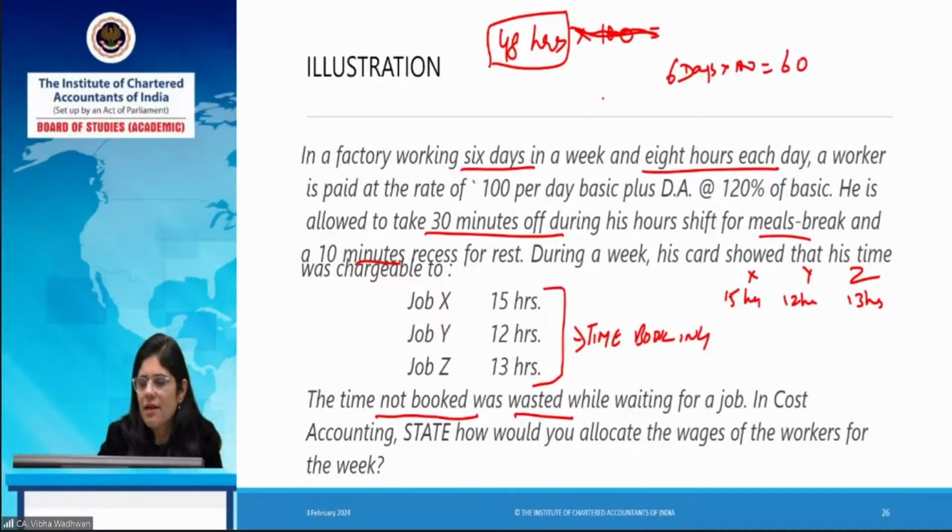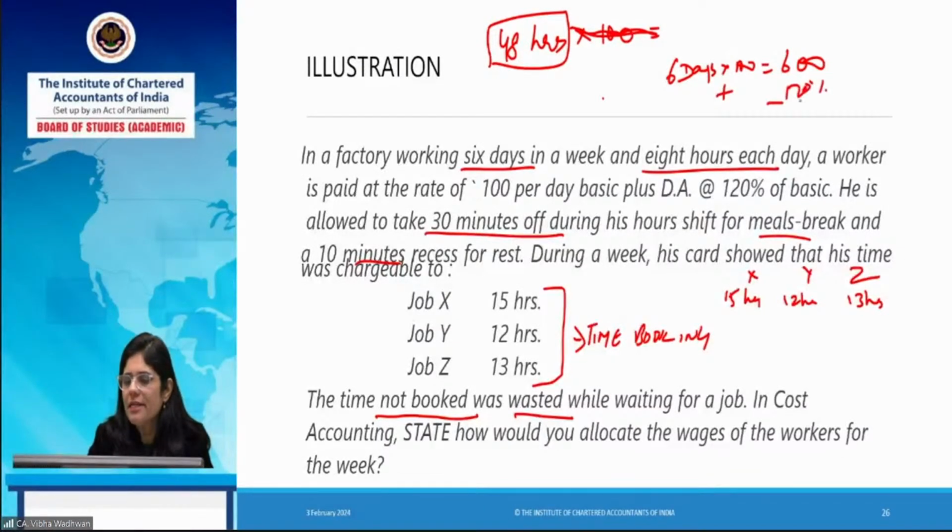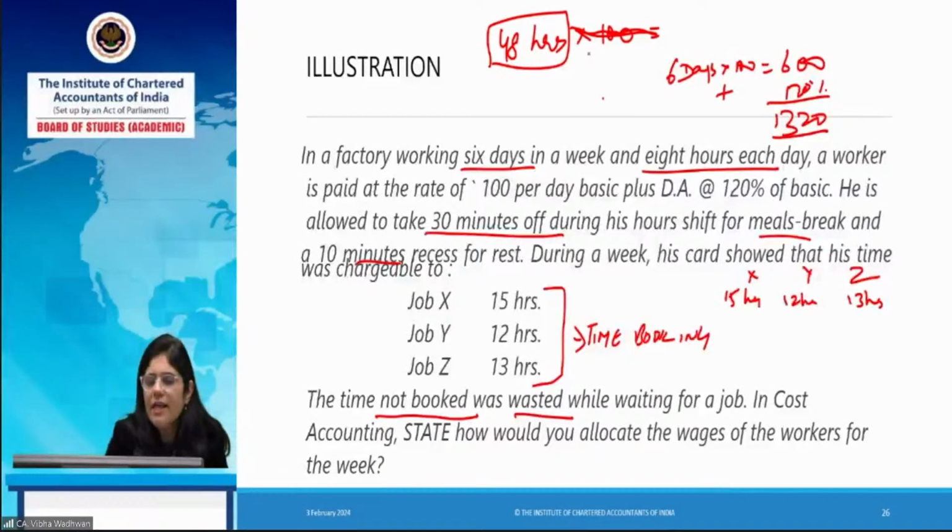So it's 600 plus DA at 120%. So 600 plus 120% DA comes out to 1320. So the worker is paid 1320 for 6 days in a week. Clear? So that means for 48 hours, he is paid 1320 as the cost for 48 hours. Is it clear?